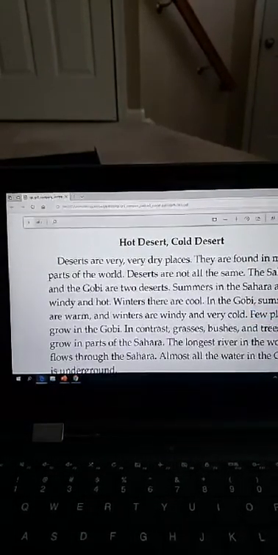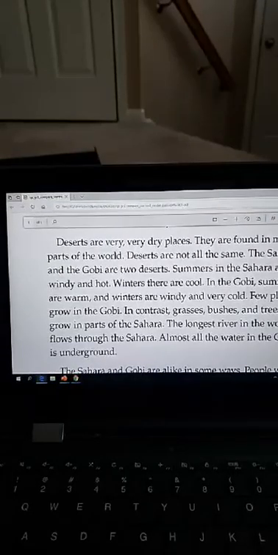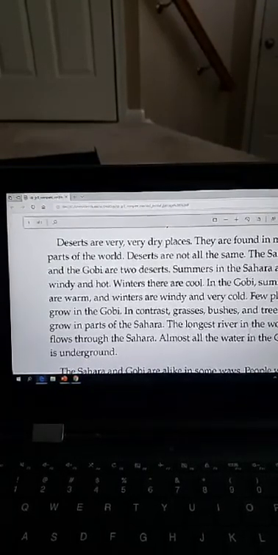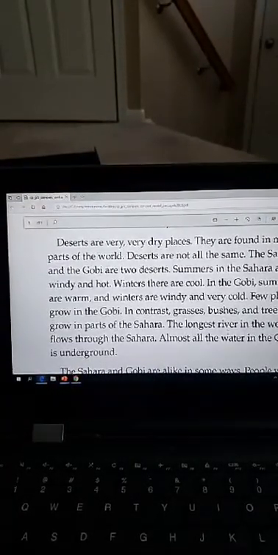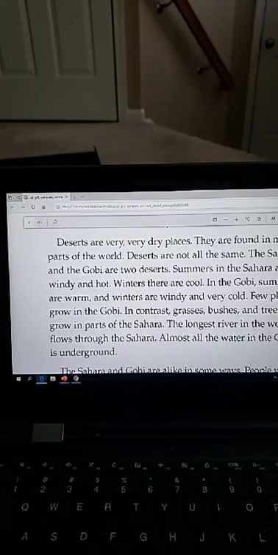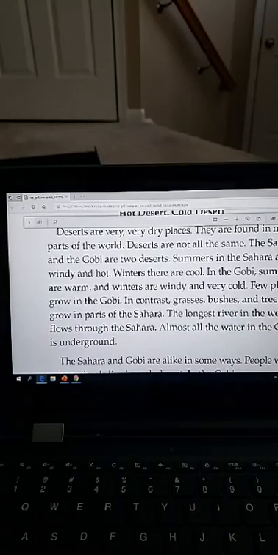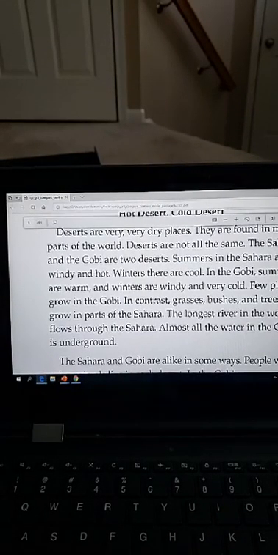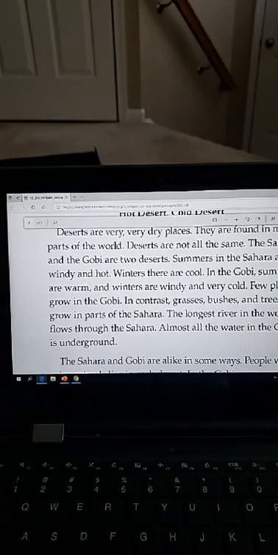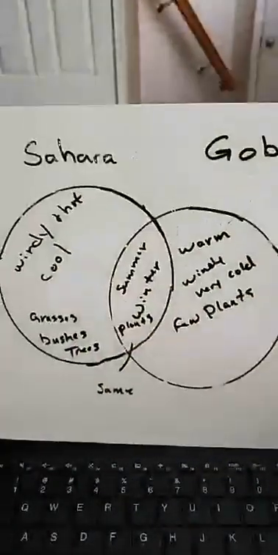Let's continue reading the text. The longest river in the world flows through the Sahara. Almost all the water in the Gobi is underground. So we know that there's water in the Gobi and there's water in the Sahara. So we will go back to our Venn diagram.